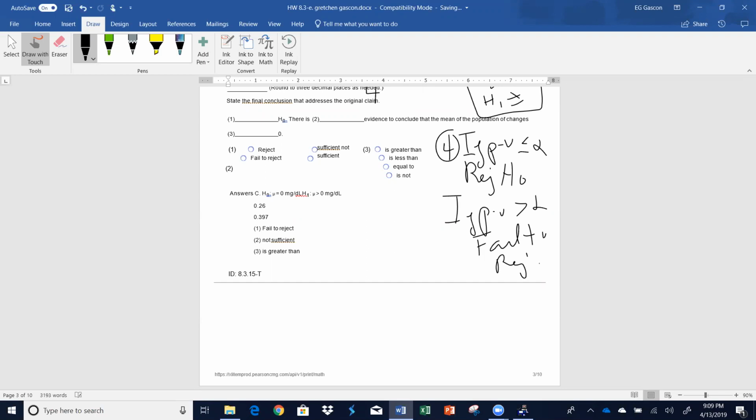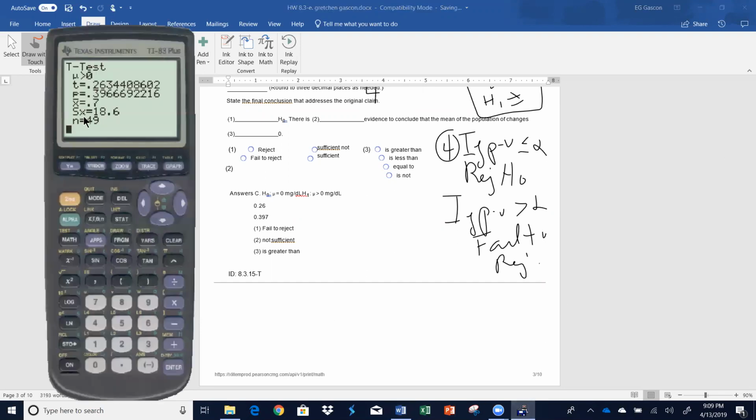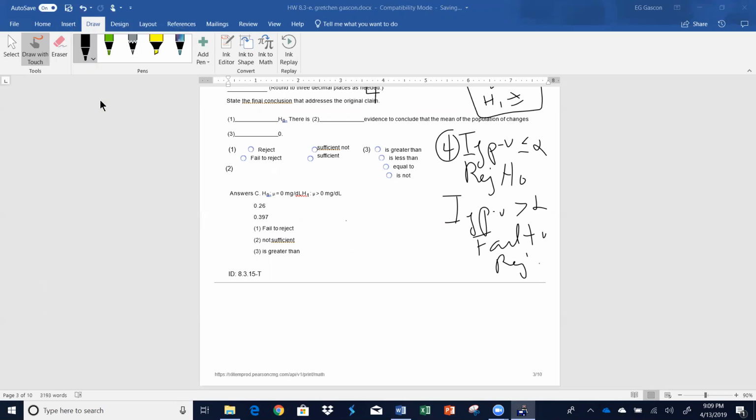Okay? So in our case, we have a p-value of 0.39, and the alpha is 0.01. So it's definitely greater than. So we will fail to reject.